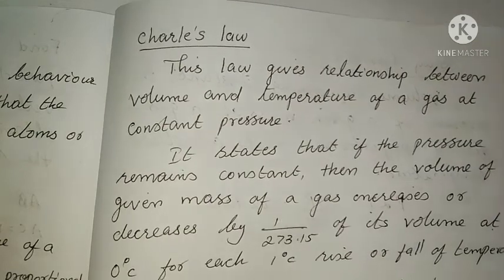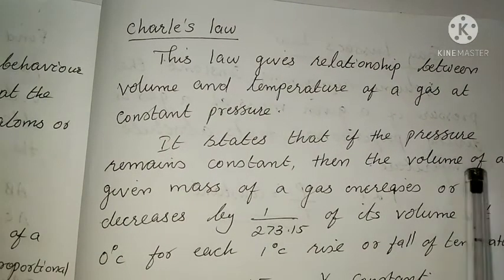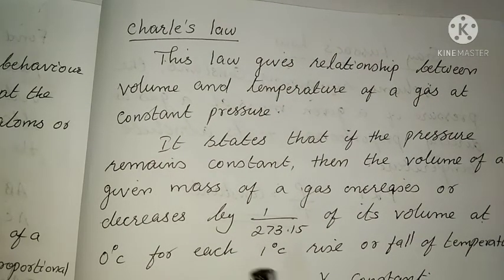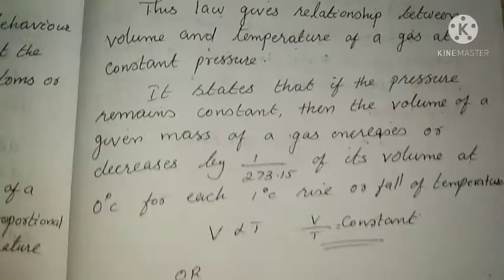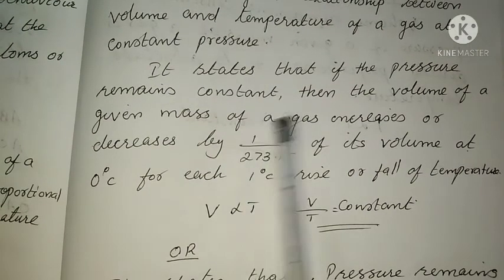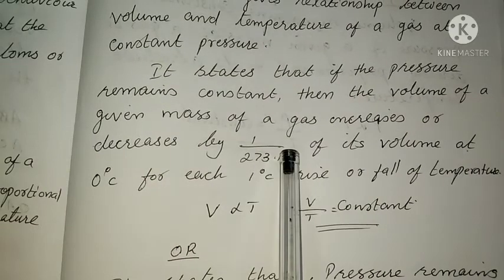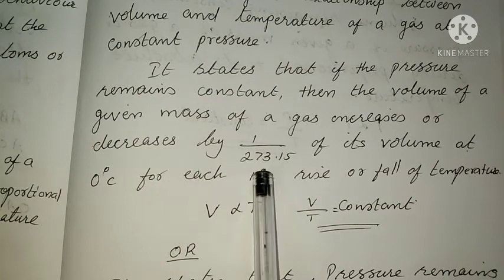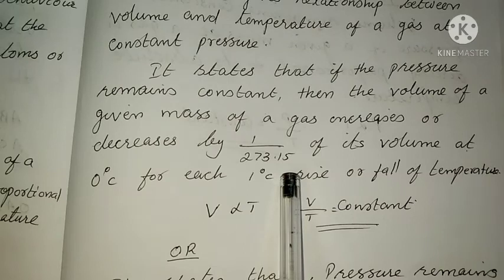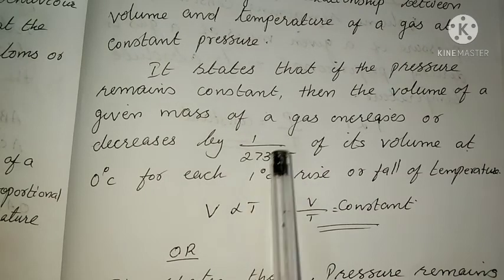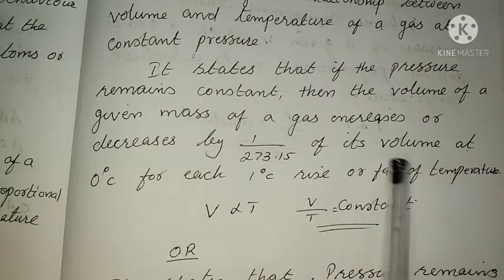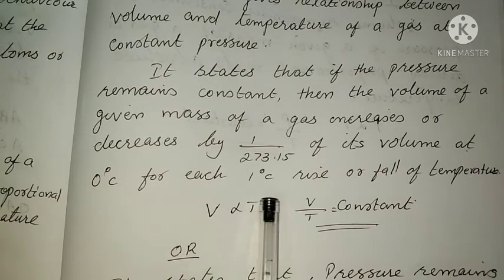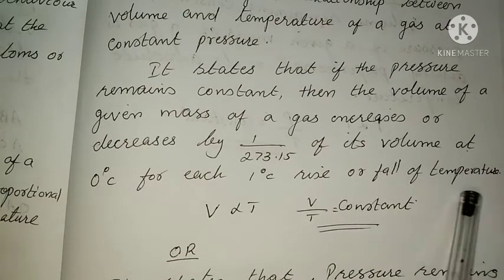This law gives the relation between volume and temperature of a gas at constant pressure, and it was discovered by Alexander Charles in 1787. It states that if the pressure remains constant, the volume of a given mass of a gas increases or decreases by 1 by 273.15 of its volume at 0 degree Celsius for each 1 degree Celsius rise or fall of temperature.